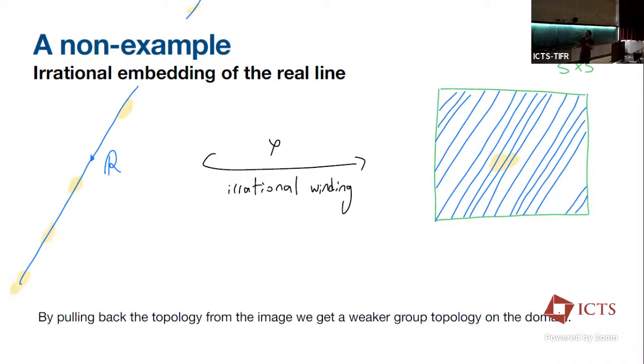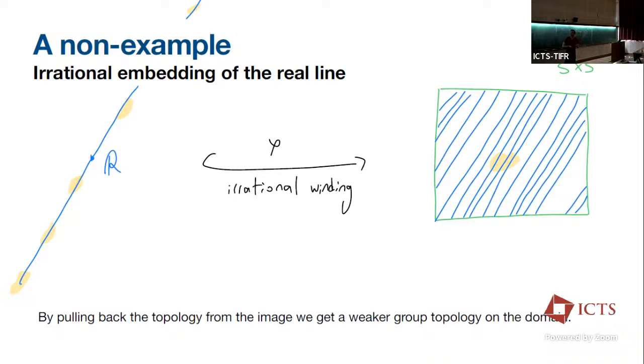I can pull back a topology from the image back to the domain. Okay, so I take an open set in the torus, which has these infinitely many lines, I pull it back, I say, oh, this is an open set now on my domain, and I get a new topology on the domain, which is still a group topology, it's still Hausdorff, the map is injective.